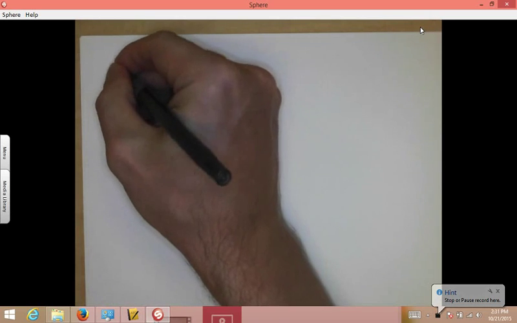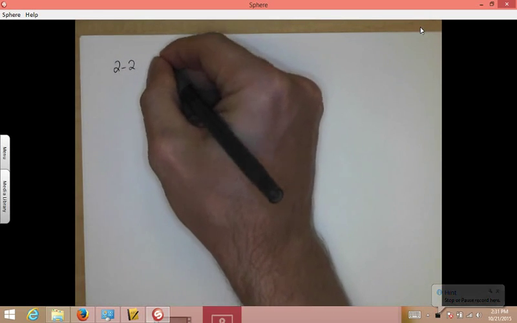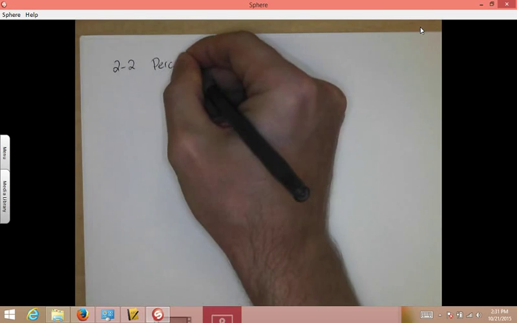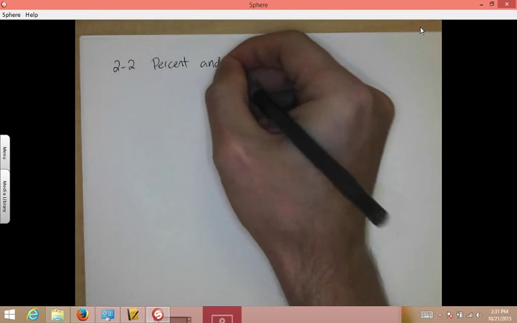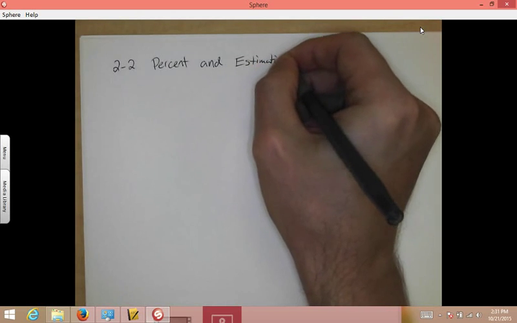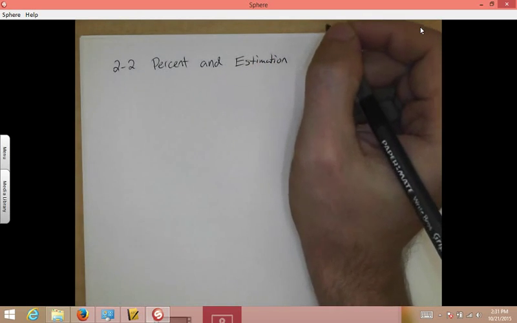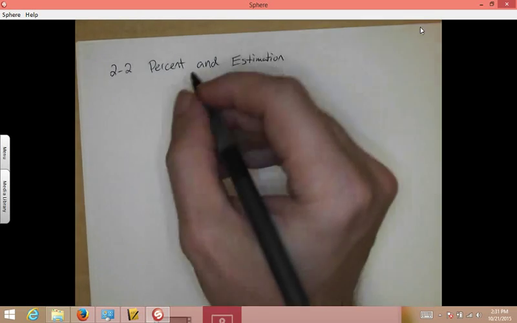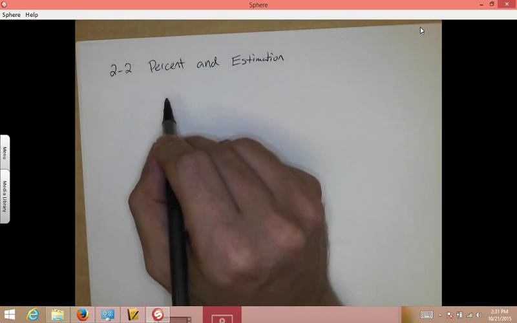Okay, boys and girls, the next section that we're going to go over is Chapter 2, Section 2. This is percent and estimation. Alright, so boys and girls, for this one, basically it's just like percent of a number, except we're going to estimate.